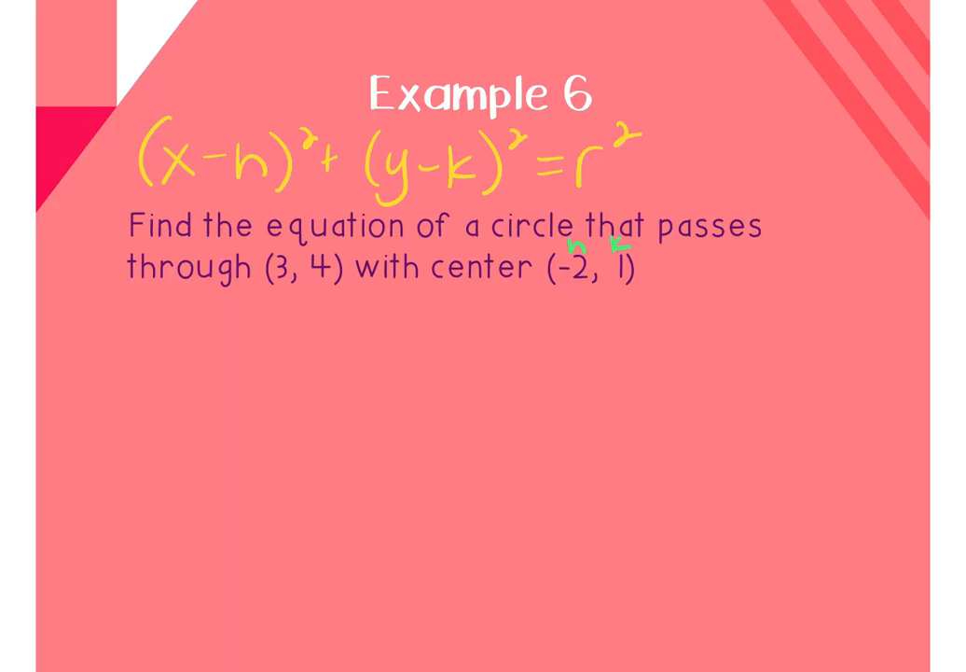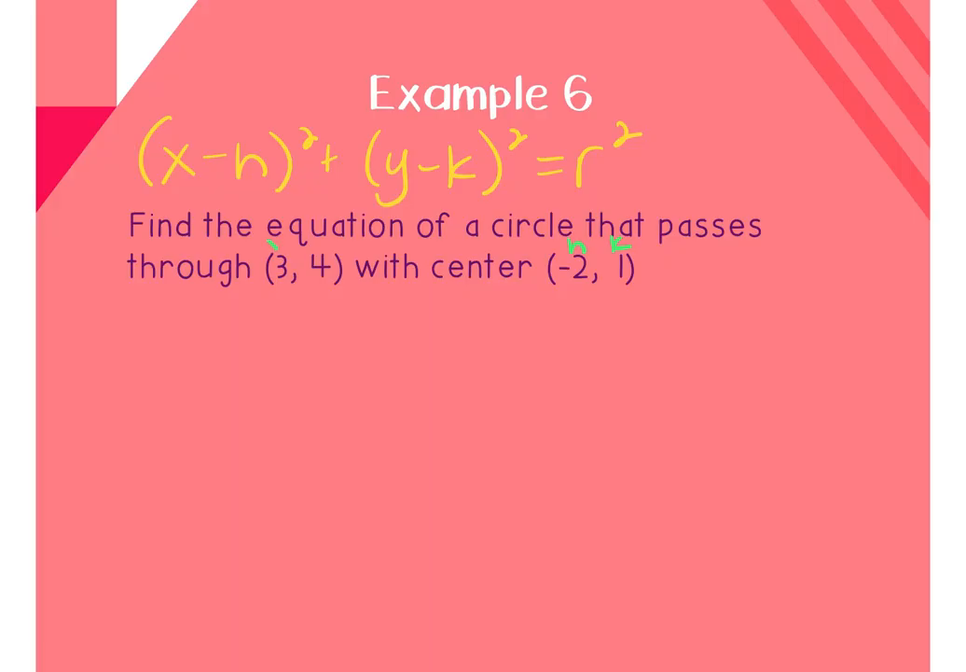What you don't have is the radius. How could I find it? I could do the distance formula from the center to the point on the circle. What else? Not midpoint. Midpoint would be, like, if I got the endpoints of the diameter, I could use the midpoint to get the center. I would highly recommend this method, which is plug in the x, the y, the h, the k.